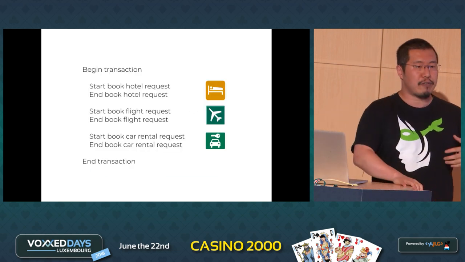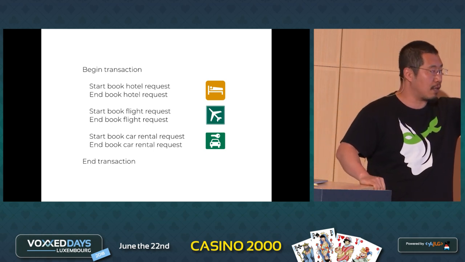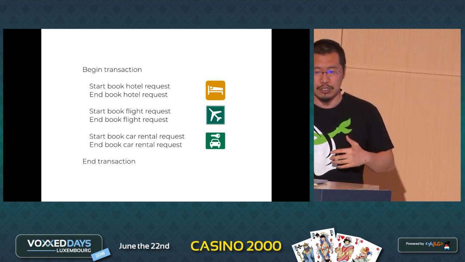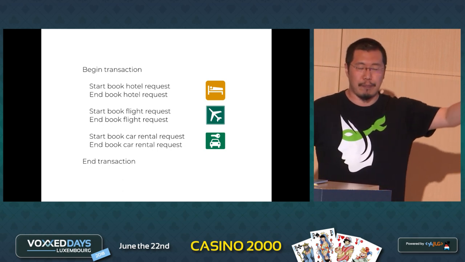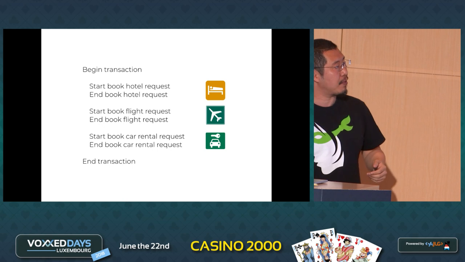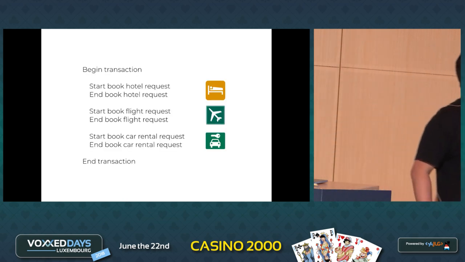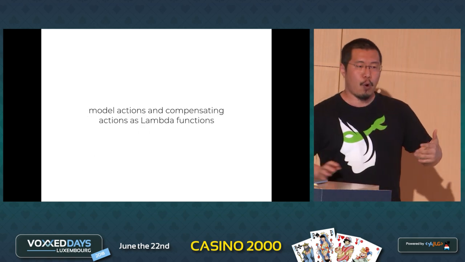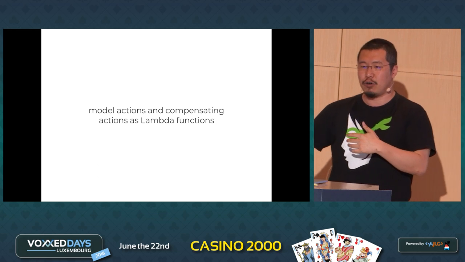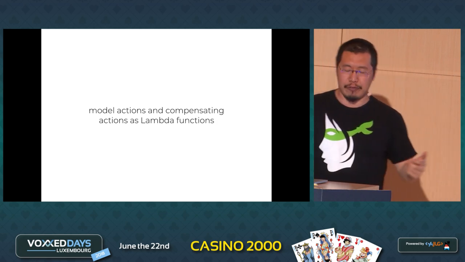Imagine you've got a travel booking system where you need to book the hotel, the flight, and the car travel as one transaction. And if any one of them fails, you want to be able to roll back all the changes you've made, all the bookings you've made so far. So here, every action, like booking a hotel, booking a flight, and booking a car rental, has an equal and opposite compensating action or rollback action that you can apply to cancel the booking you've made.